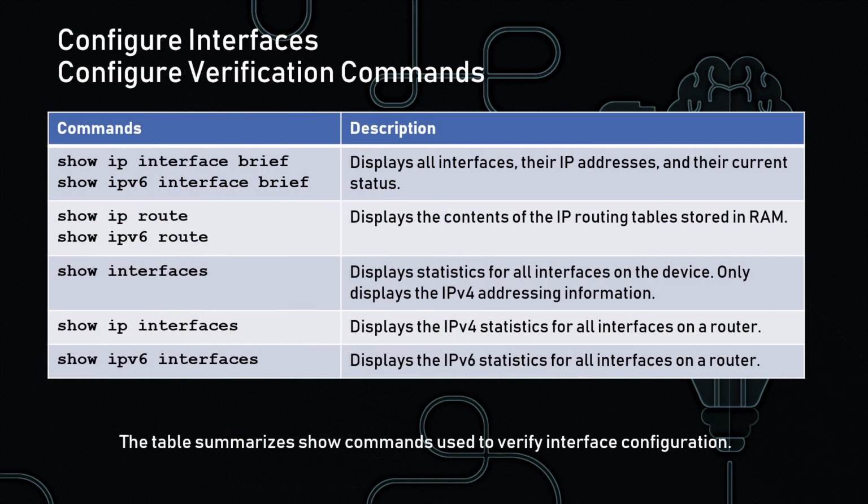So here's just a summary of the commands that we use to verify. Check all our interfaces. So we see that show ip interface brief for version 4 and version 6. We see that for route. We see that for interfaces. And then show interfaces only shows IPv4.